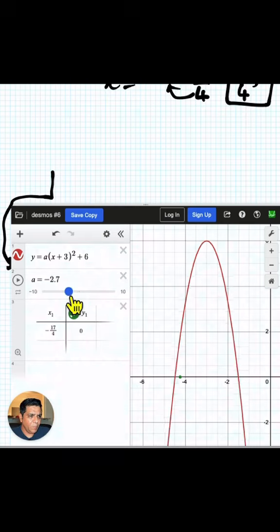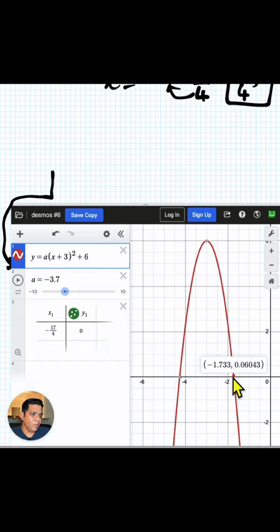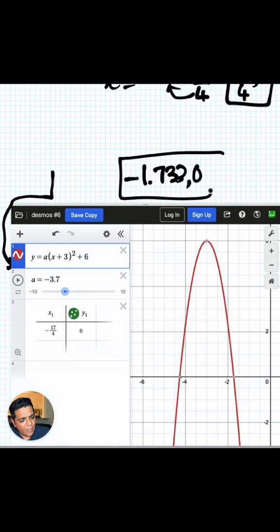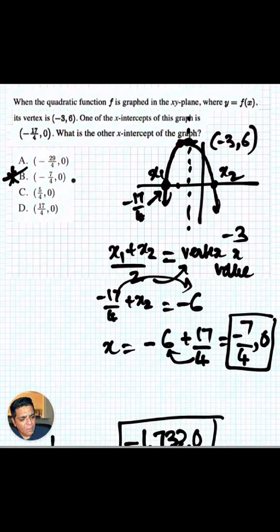Now this doesn't have to be perfect. You just go approximately, and then you come to this other value and see what it is: negative 1.733. So negative 1.733, 0 is our other intercept, which is basically choice B, because negative 7 fourths is the closest to negative 1.73. Everything else is a much higher negative value, or positive values. So we could get to the answer by using Desmos as well.